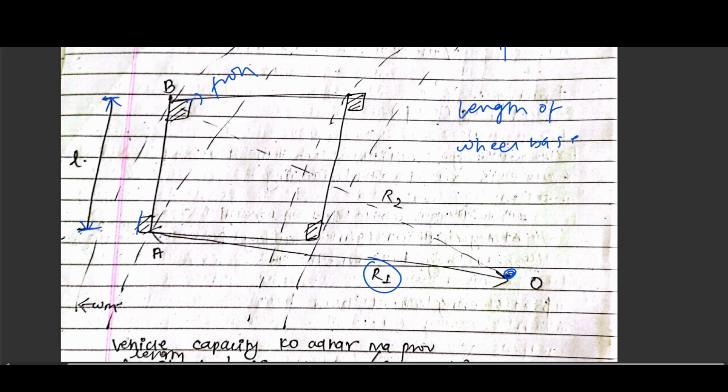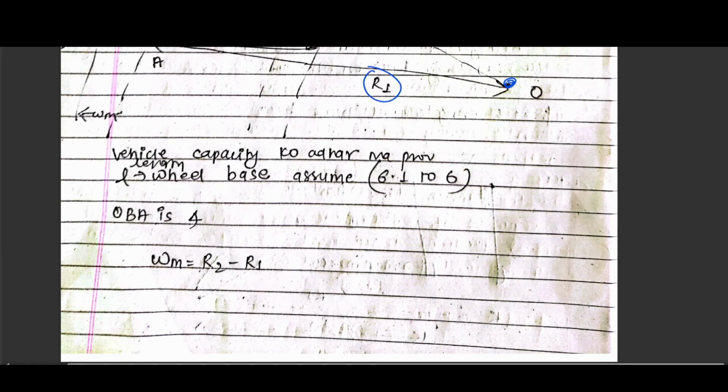This is the vehicle, and I'm looking at the longitudinal section, not the cross section. That is the length of the vehicle, and the distance between the front wheel and rear wheel is known as the length of the wheelbase.